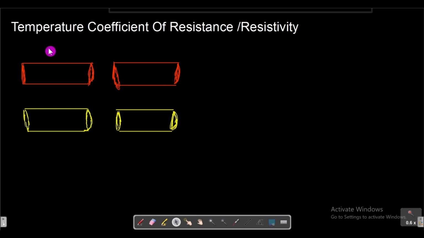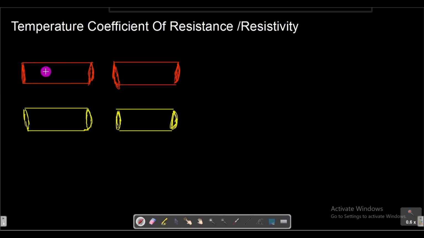Today in this video, we will discuss the topic which is present here, temperature coefficient of resistance or resistivity. Let's derive the expression for this, and then after deriving the expression, we will explore the terms associated with that expression. For the derivation, we have to consider a rod of material. Here in this case, this is copper.